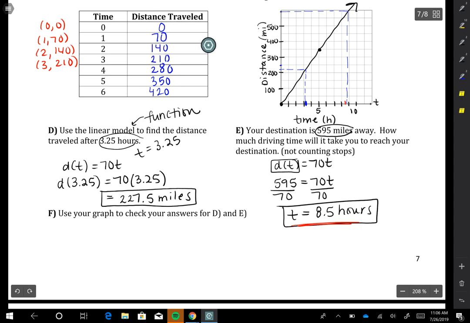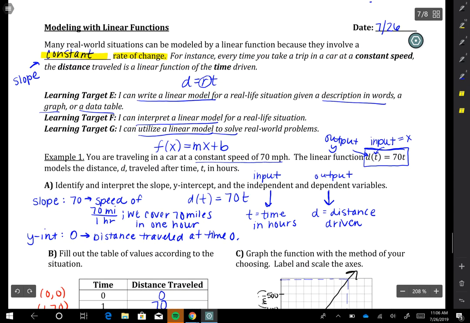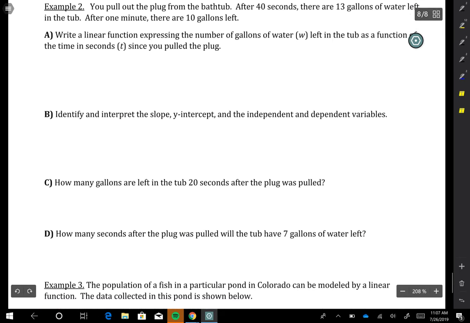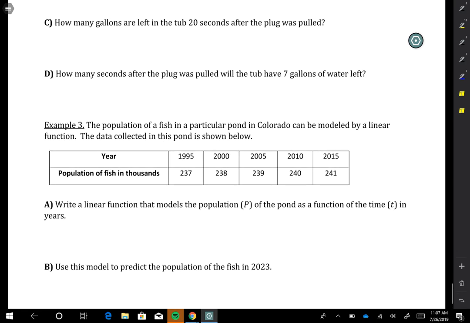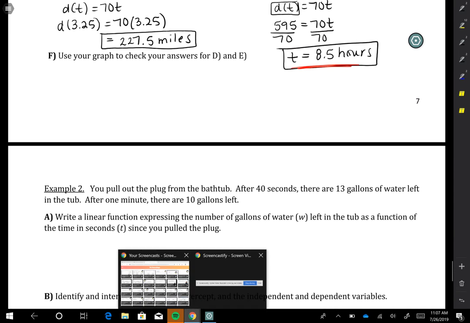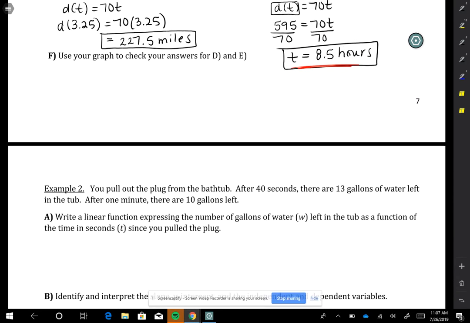Okay, I just wanted to make sure that we talked about these various ways to represent a linear situation. We are going to do the next two examples in class together and have some good time to practice. I hope you guys are having a great weekend. I'll see you Monday.